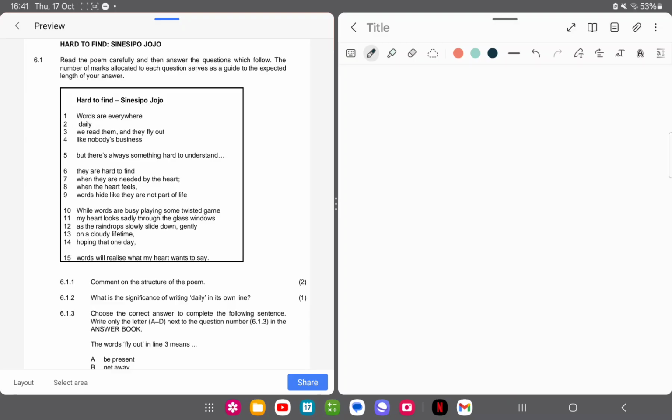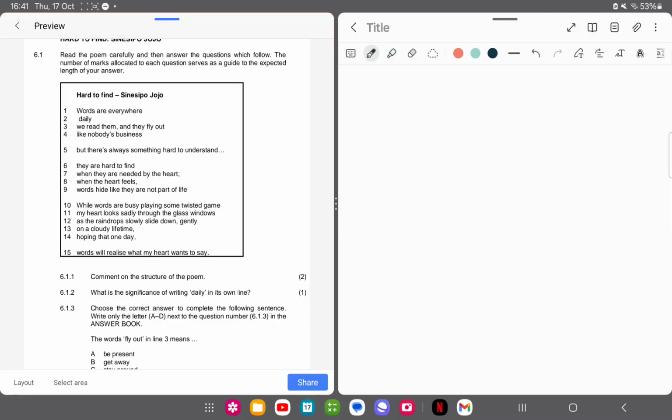So question 6.1 says, read the poem carefully and then answer the questions which follow. The number of marks allocated to each question serves as a guide to the expected length of your answer. This statement is usually not heeded by learners. Learners tend not to take the marks into consideration and they just get straight to answering the question without even acknowledging the length of the answer needed for each question. Well, let's answer questions. Question 6.1.1 says, comment on the structure of the poem.